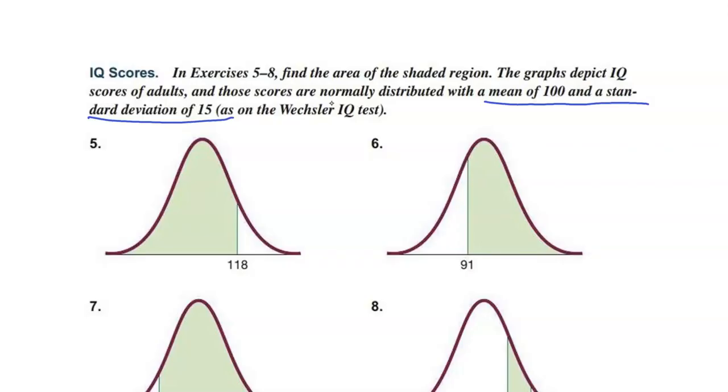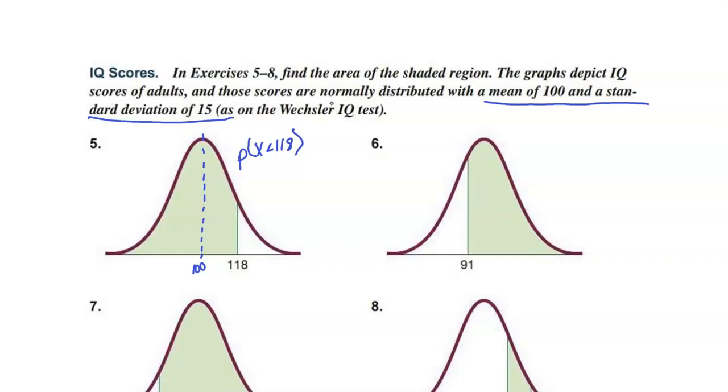So if we were to look at this graph, the mean of 100 means that that's where that peak is for each of these pictures. Now that first one has everything shaded to the left, so we're trying to find the probability x is less than 118. And the reason we're going to use less than is because it's shaded to the left, and the reason we're using x is because this is an IQ value. It is not a z-score.